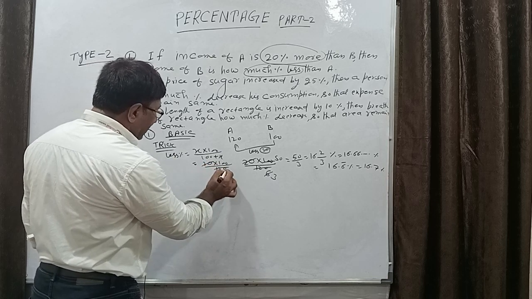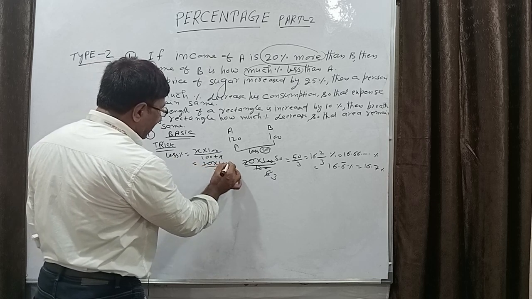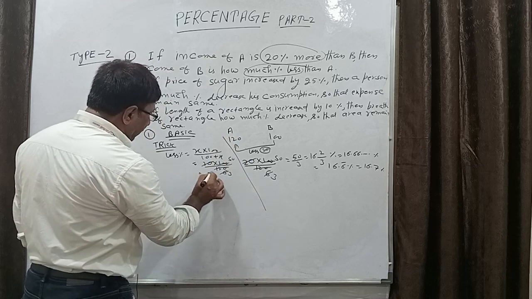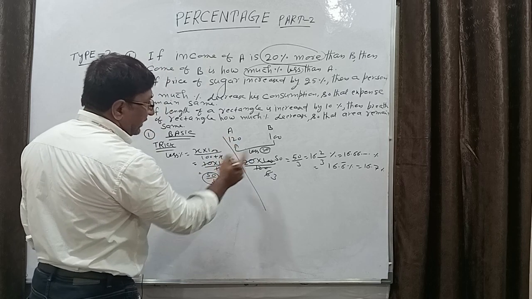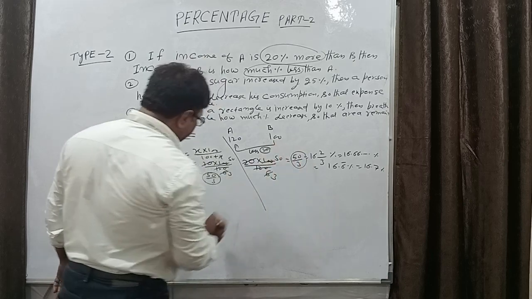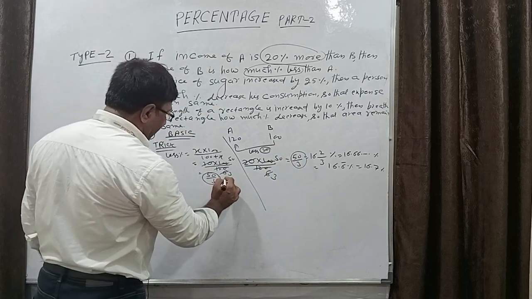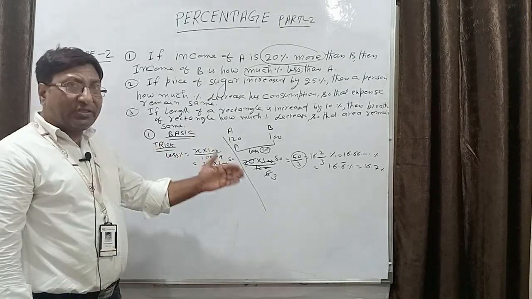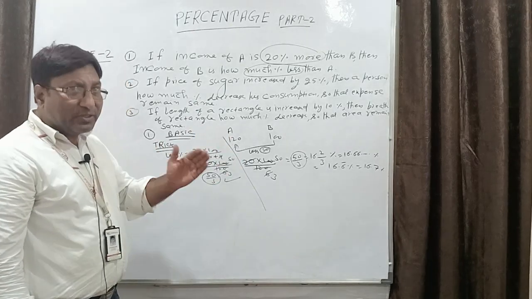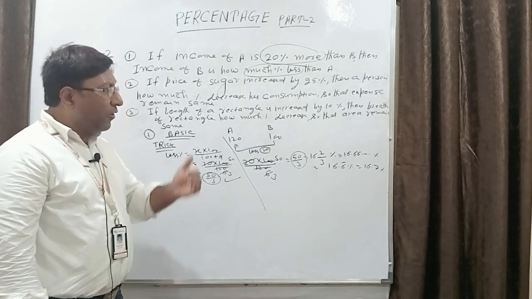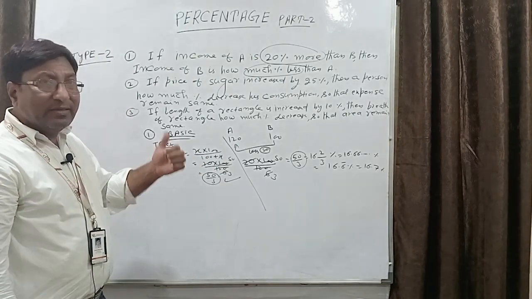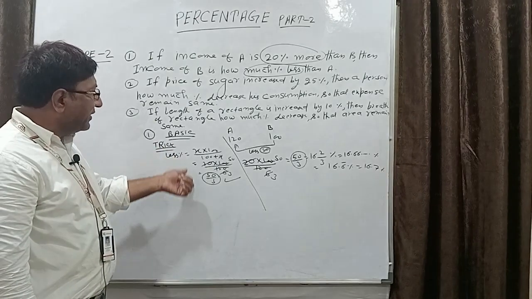So 2 6s are 12, 2 3s are 6, 2 5s are 10. So we will get what? That is 50 by 3. So the same answer here, 50 by 3. So we can write 16 and 2 by 3%, 16.66%, 16.6 bar percent, or 16.7%. Now I am solving the second question only by this trick.